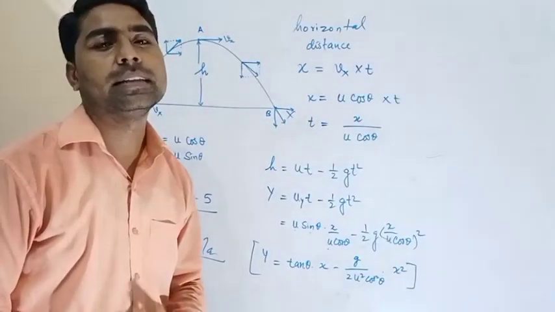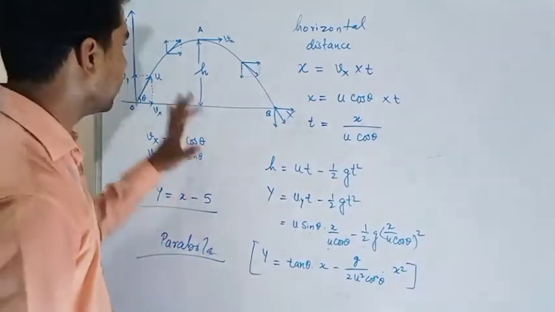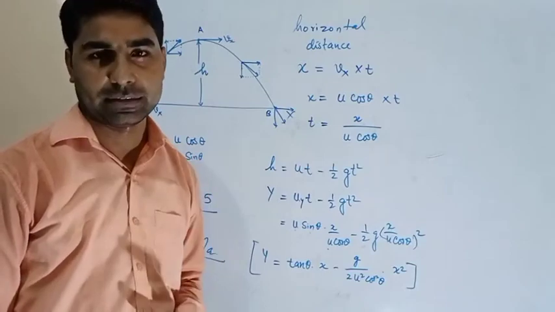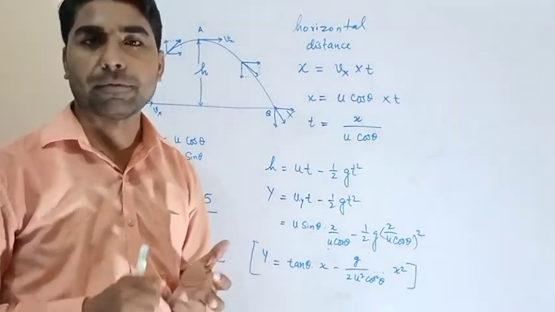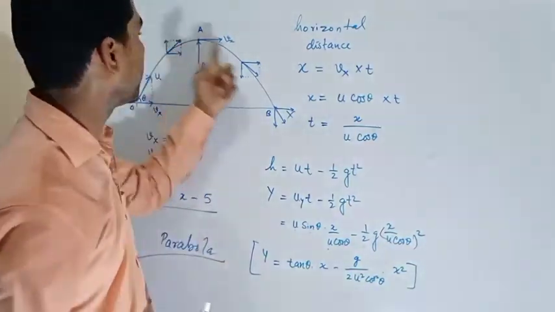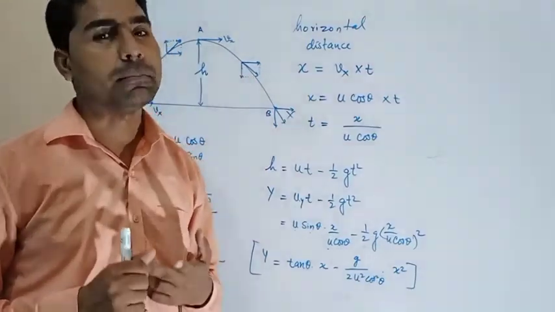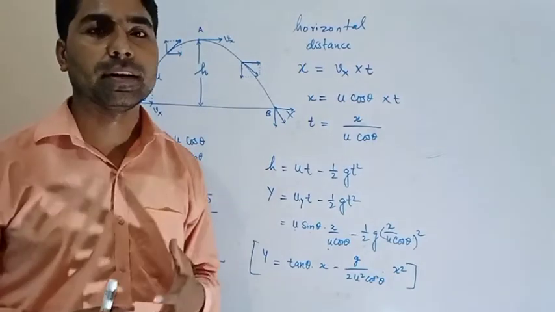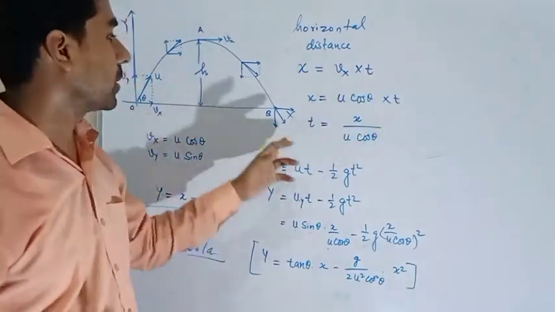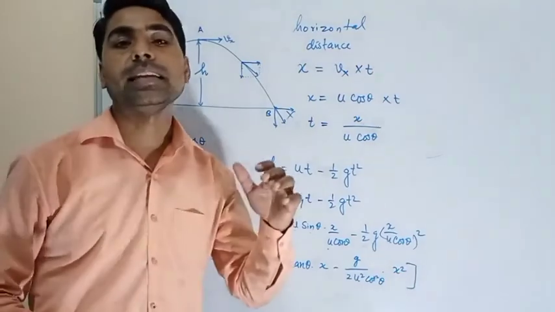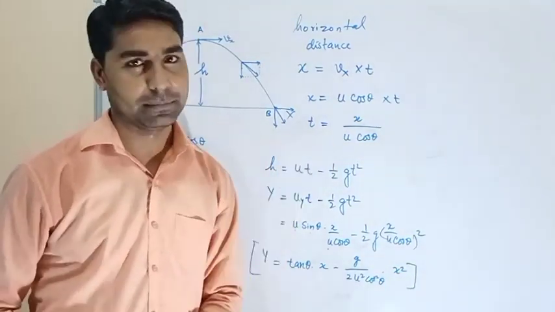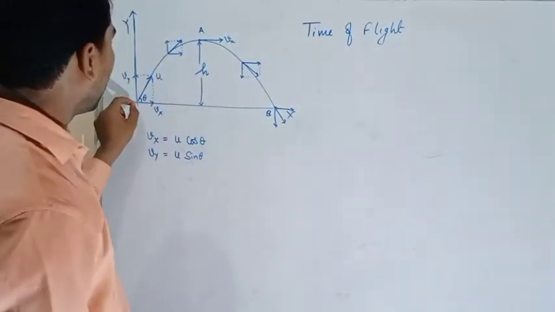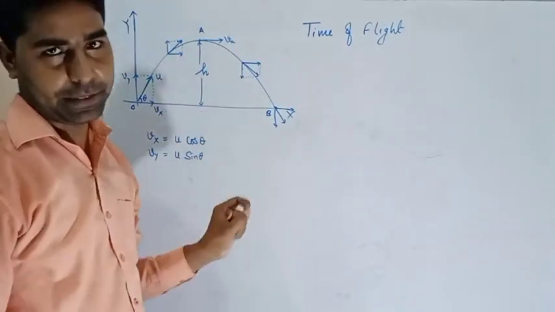Now the 3 points that we have to calculate from this graph, from this trajectory, that are very important for our numerical section. The 3 points are, first, the flight time, means the time taken from here to here. Second, the maximum height, from here to here, what maximum height it can go. And the third, the maximum distance that it can cover. So let's start from the first, the flight time. So we are going to calculate the time taken by this projectile from point O to point B.